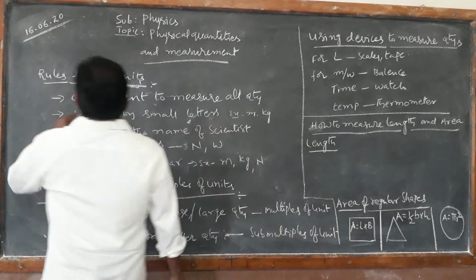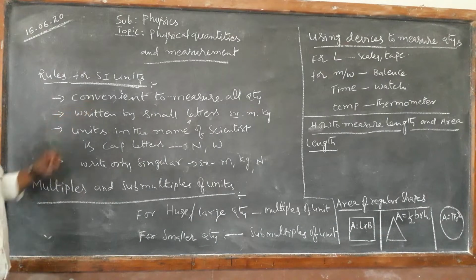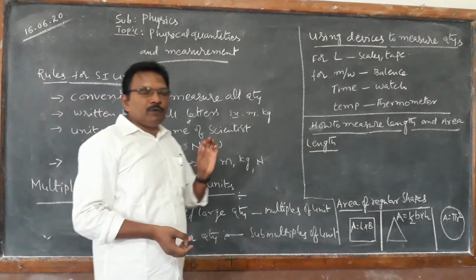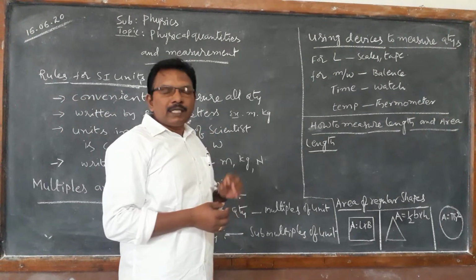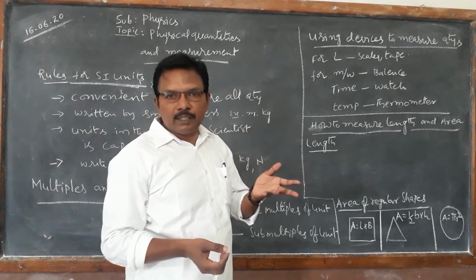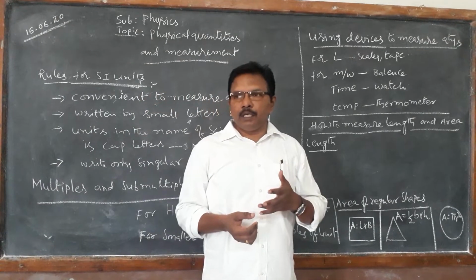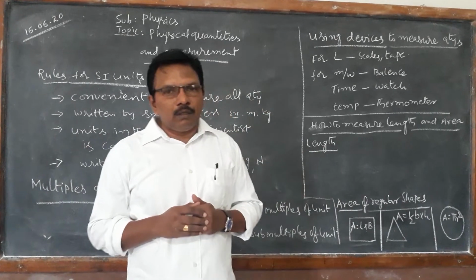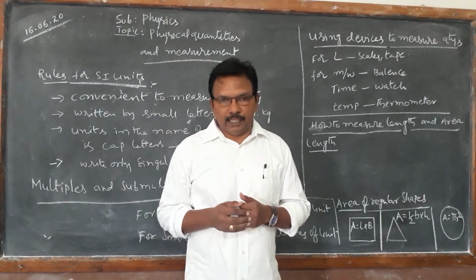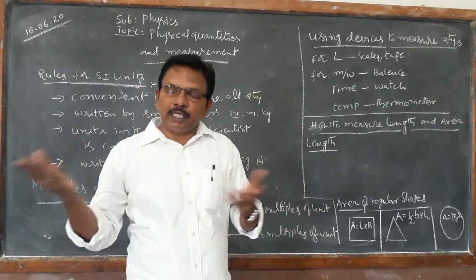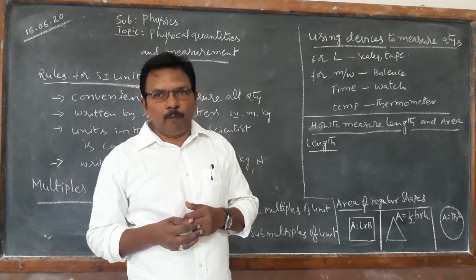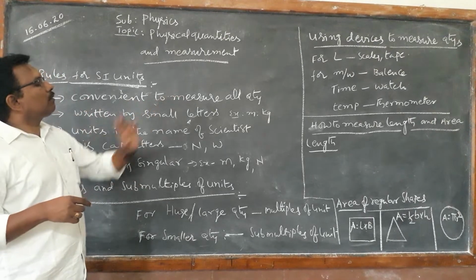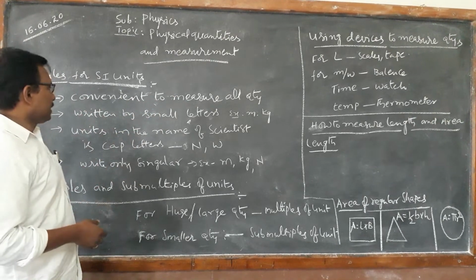Now here, see, the first one: units must be convenient to measure all the quantities. If you select a unit, that unit must be convenient to measure all the quantities. For example, meter. If you take meter, that meter should be useful to measure all lengths. So that unit must be convenient to measure all the quantities we are measuring.